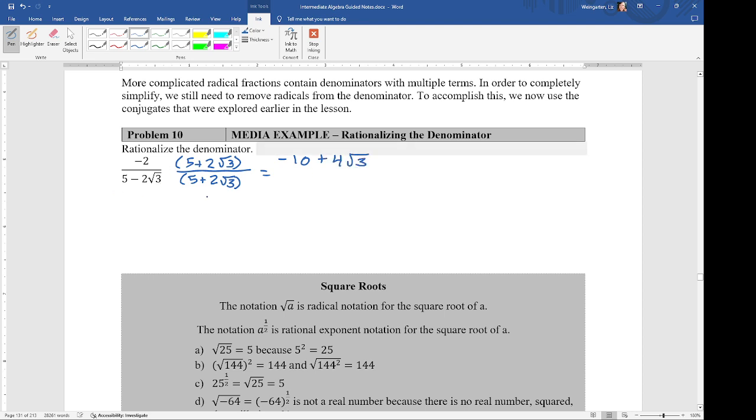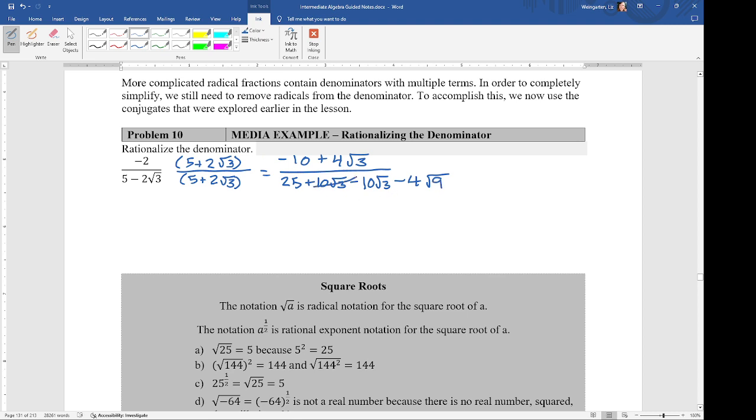And then I'm going to FOIL the bottom. 5 times 5 gives us 25. Outside, 5 times 2 times the square root of 3 is 10 times the square root of 3. Inside, 5 times a negative 2 times the square root of 3 gives me a minus 10 times the square root of 3. And last, negative 2 times the square root of 3 times 2 times the square root of 3 gives me minus 4 times the square root of 9.